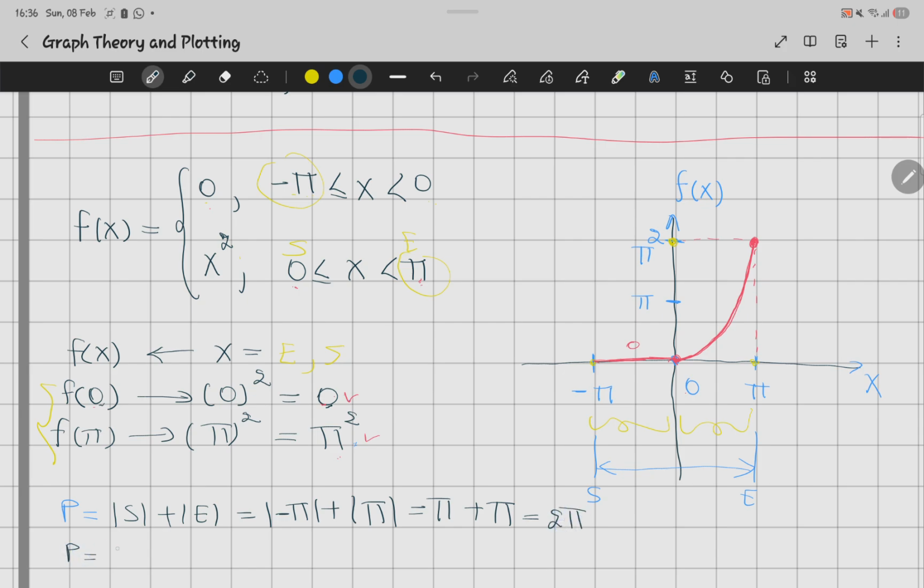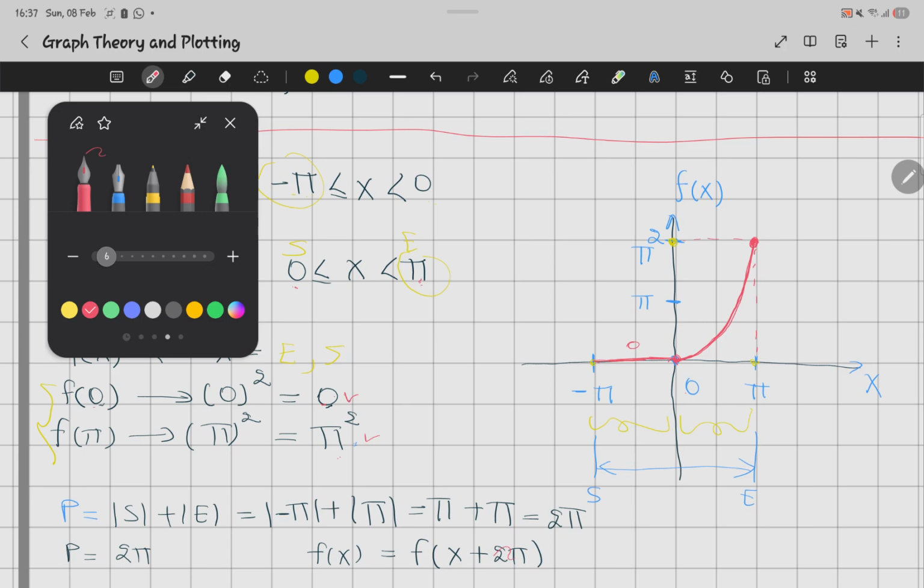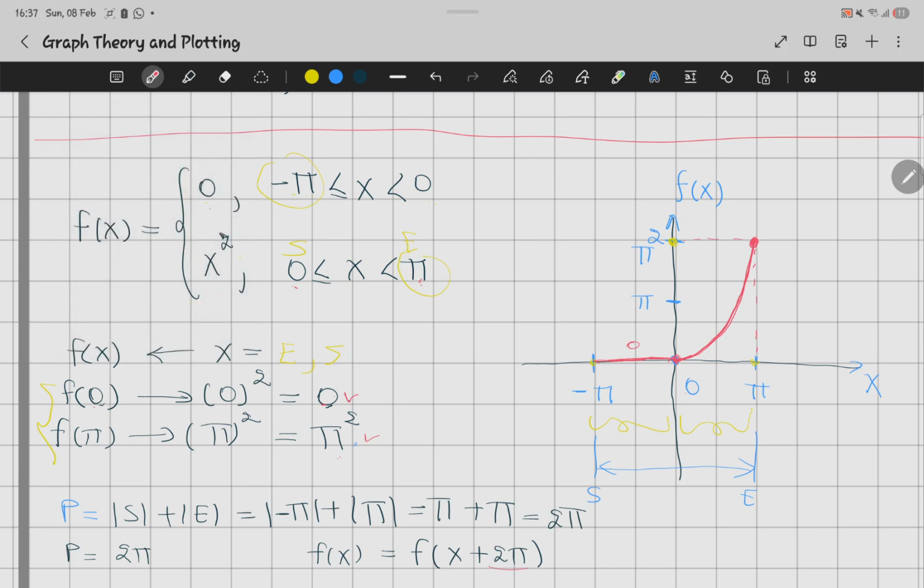So your period is equal to 2 pi, and you could represent your function, it's not f of t, it's f of x. So I could represent f of x as f of x plus 2 pi. And remember, this is your period, sorry, this is the period that you got there. So this is how you can draw this function.